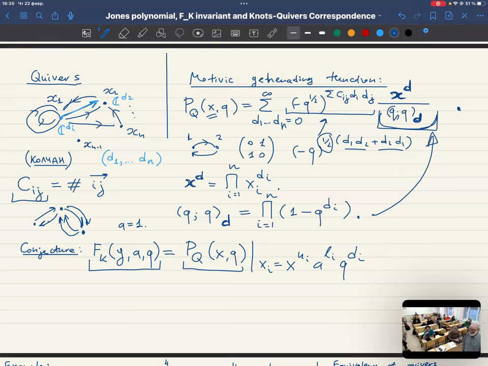same way. So we have some substitution. First of all, we have some quiver, and then we have some substitution in the motivic generating function for this quiver, such that the generating function we obtain is the Homfly polynomial for a given knot.